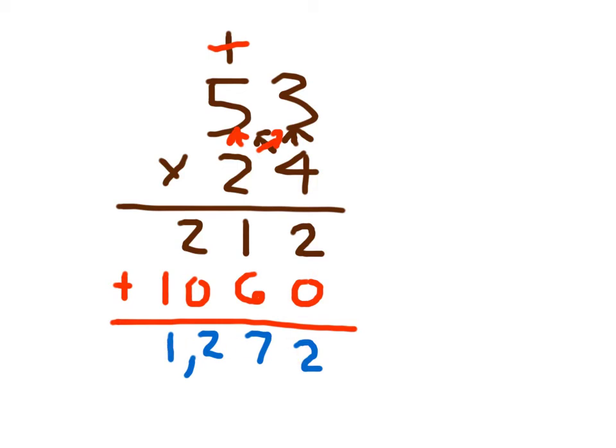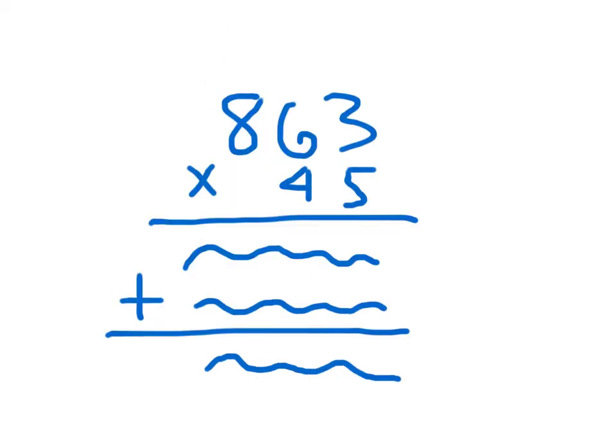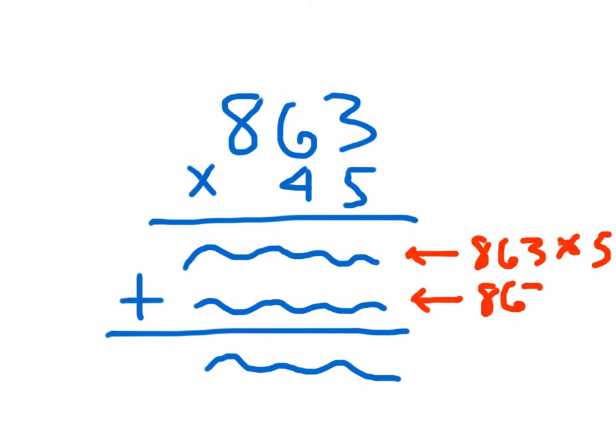Let me show you another way to look at this and see if you remember what we've been learning so far. All right, this might look interesting to you. This right here is the answer to what? 863 times what? Right, we started off with that 5 there. This right here is the answer to what? 863 times what?